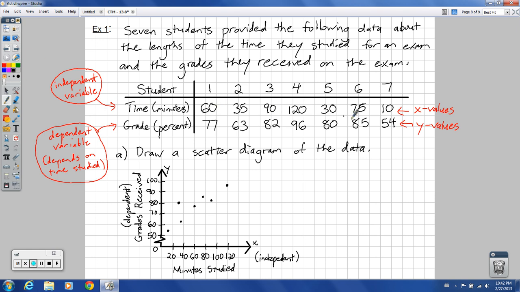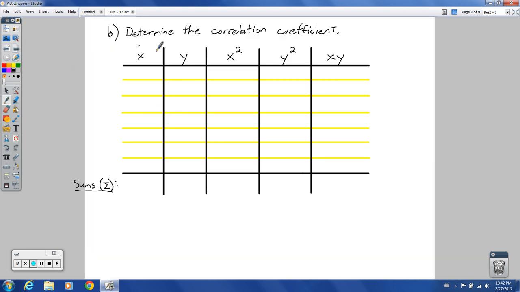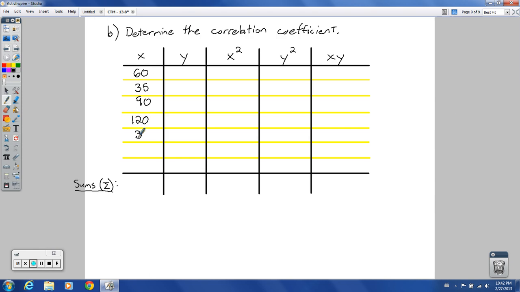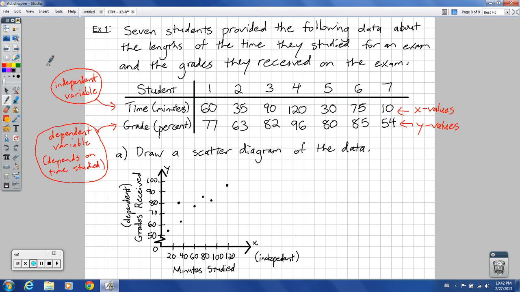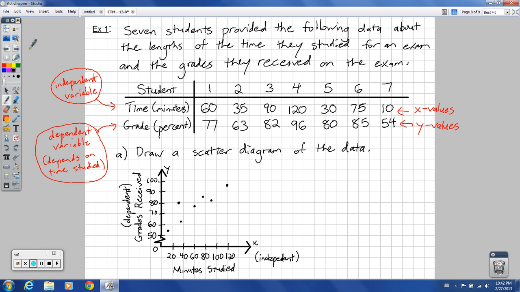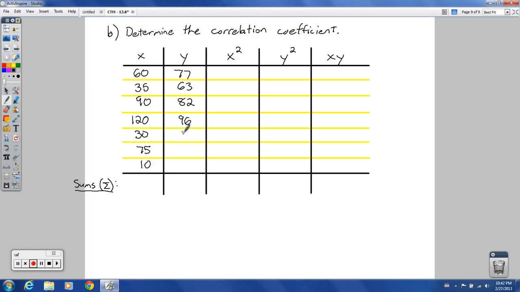And first, let's just put all the x values first. So 60, 35, 90. We've got 120 and 30, and then 75 and 10. Those are my x values. That looks a little better. And then the y values: 77, 63, and 82. 96, 80, 85, and 54.